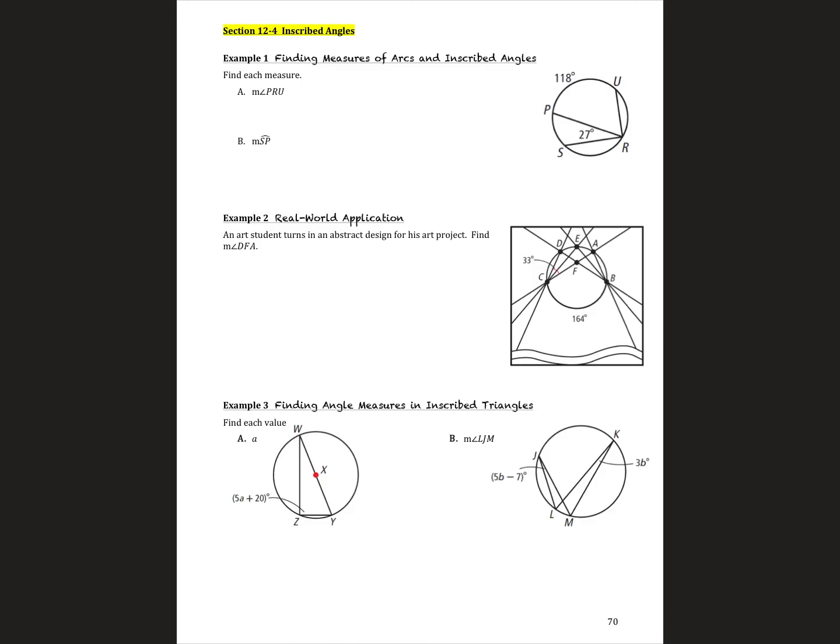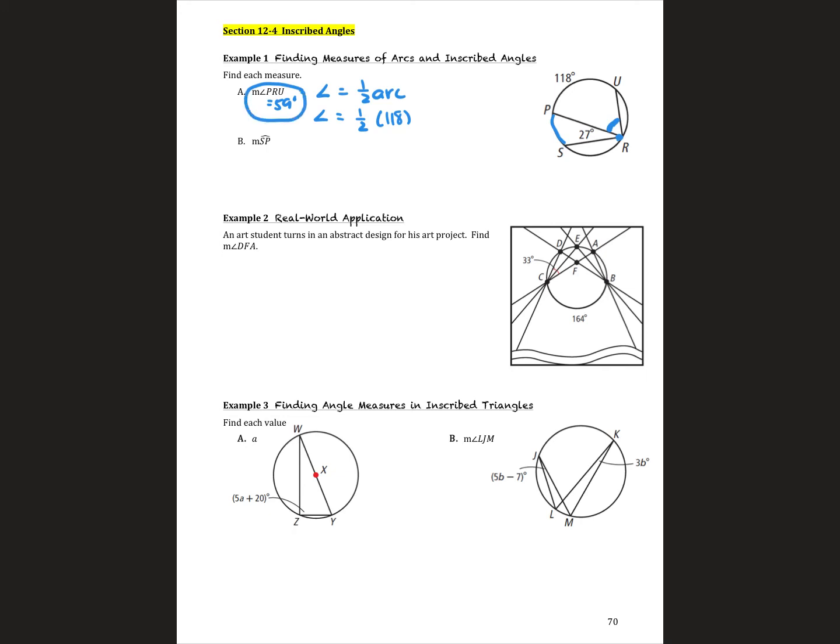Inscribed angles are half. Inscribed angles go to the edge of the circle, and they're half of its arc measure. So measure of angle PRU. The angle is equal to 1/2 of the arc. So if we're looking for the angle, then we plug in the arc, which is 118. And so 1/2 of 118 is 59. So measure of angle PRU is equal to 59 degrees.